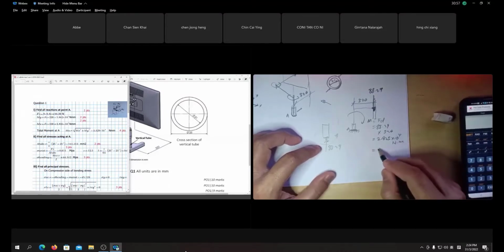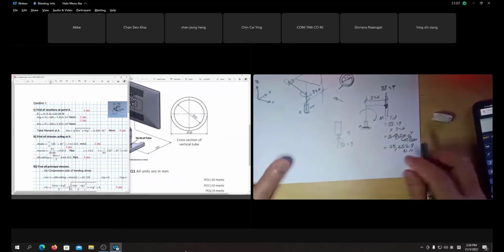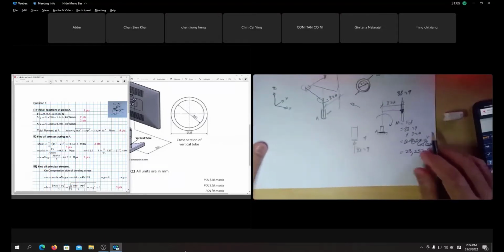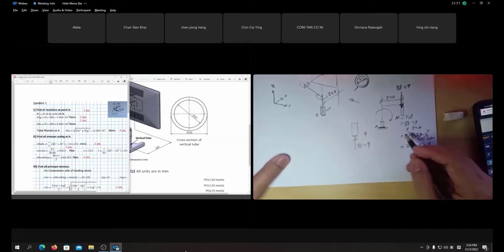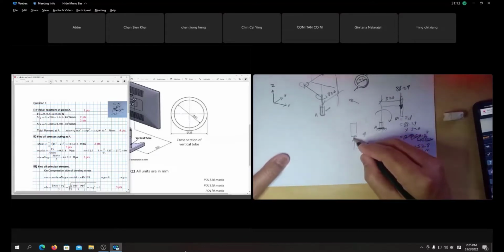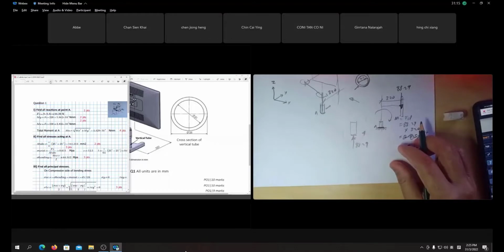Or this one, 28252.8 Newton millimeter. Okay. Alright, this is the moment. There is a reaction at A, a moment, and also we have a reaction upward like this.